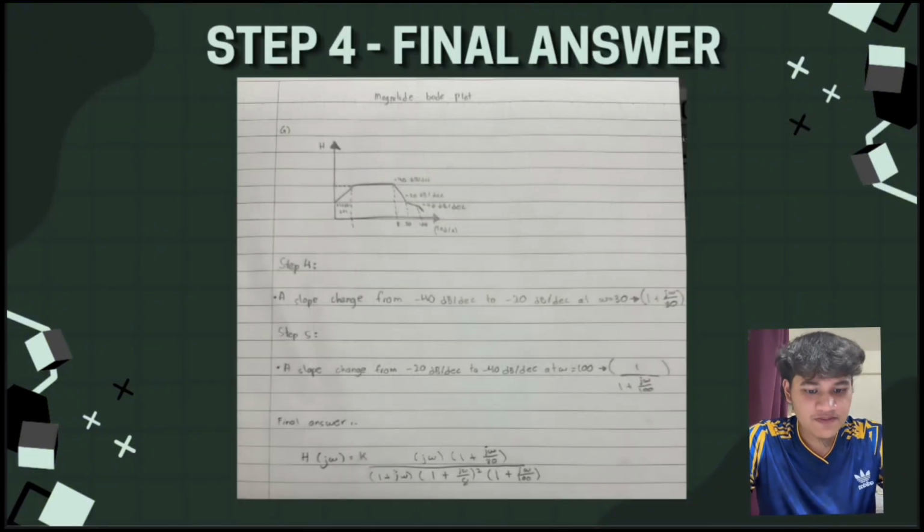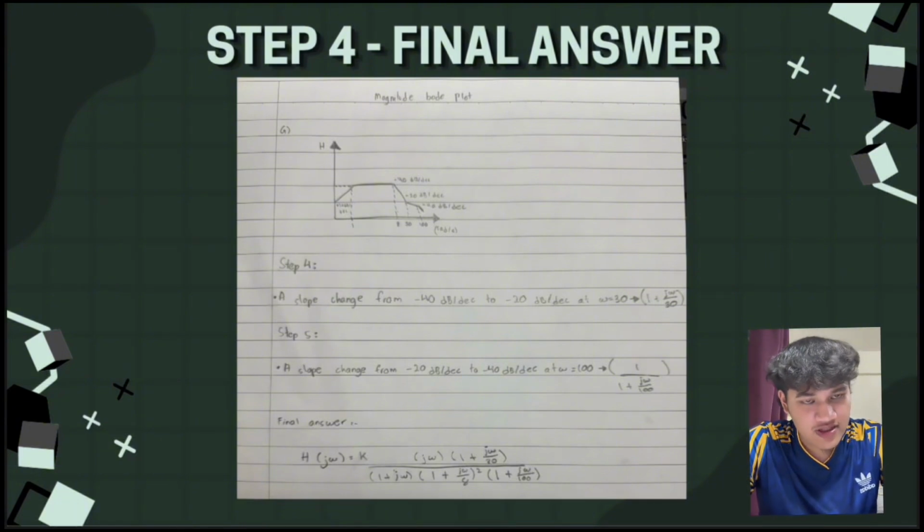I will talk about step 4 until the final step. For step 4, we analyze the change at omega 30 radian per second. At omega 30 radian per second, the slope changed from negative 40 decibel per decade to negative 20 decibel per decade. The slope increased by 20 decibel per decade, and an increase of 20 decibel per decade indicates a zero.